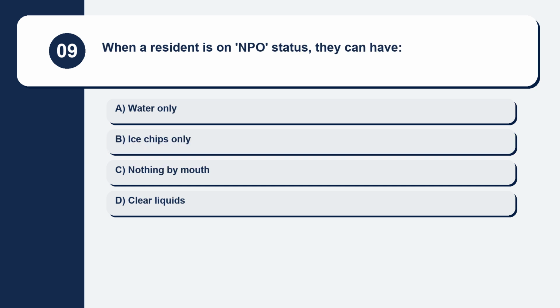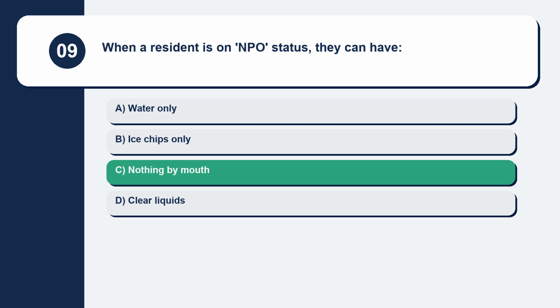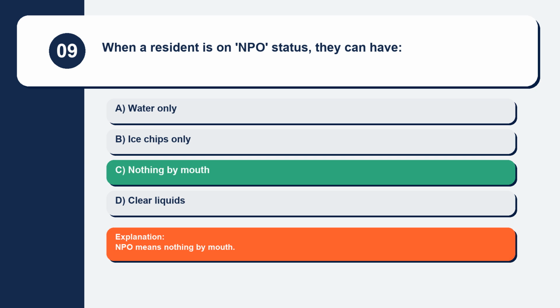Question 9. When a resident is on NPO status, they can have water only, ice chips only, nothing by mouth, clear liquids. NPO means nothing by mouth.